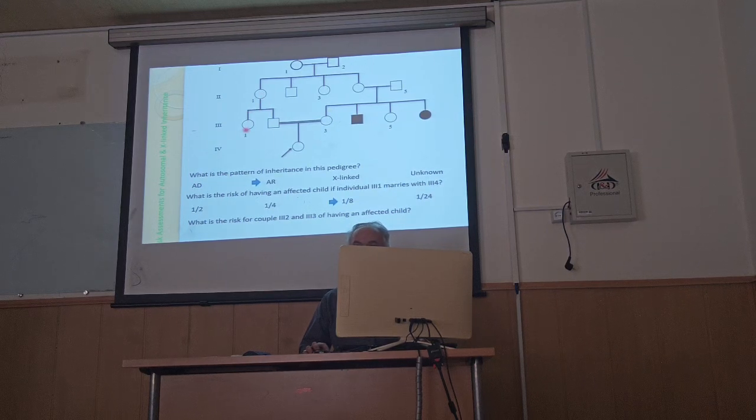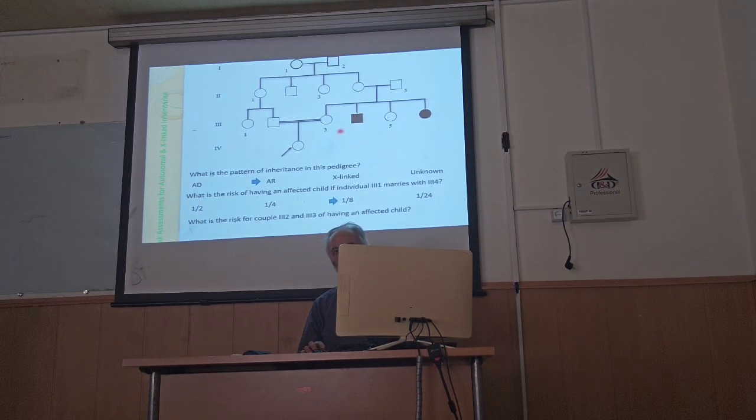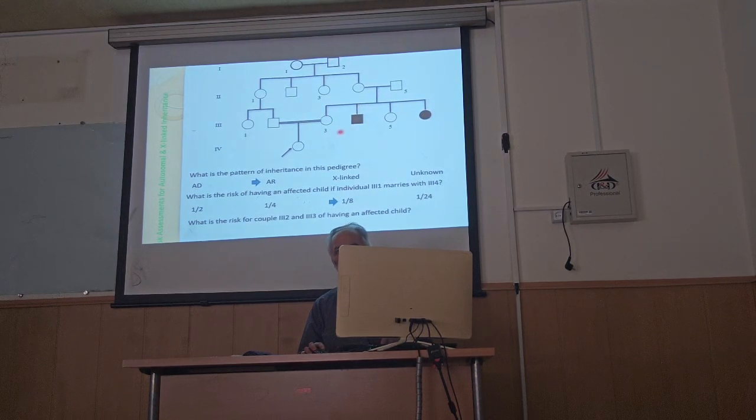From 2-1 to 3-1. So 1 by 2 multiplied by 1 by 2 is 1 by 4. If she is a carrier by 1 out of 4, then there is a chance of 1 out of 2 to transmit. So the chance of having an affection is 1 by 8, because this individual is affected and he will have a 50% chance to transmit the gene.